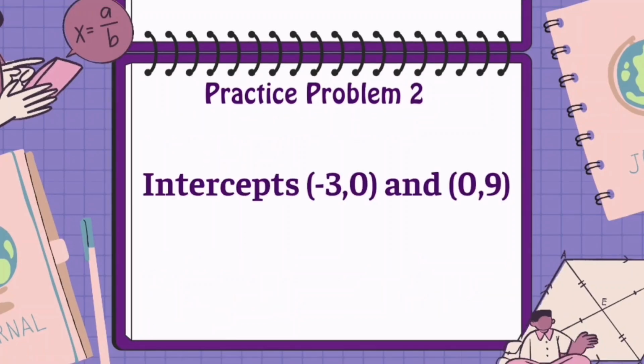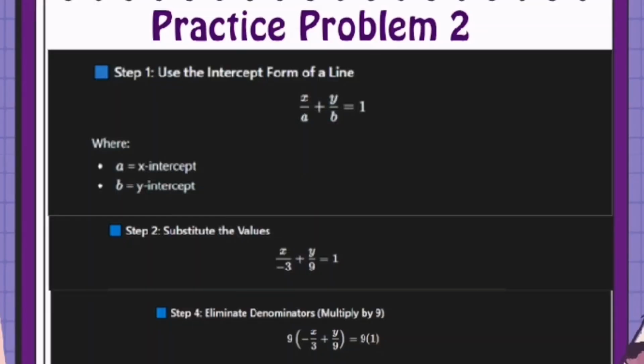So let's go to problem 2. The intercepts are (negative 3, 0) and (0, 9). Let's go to step 1. Step 1 is to use the intercept form. We start with the intercept form of a line. The formula is x divided by a plus y divided by b is equal to 1. What this means: a is equal to the x-intercept where the line crosses the x-axis. b is equal to the y-intercept where the line crosses the y-axis.